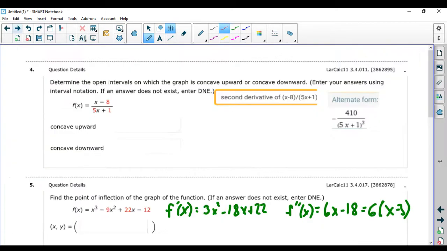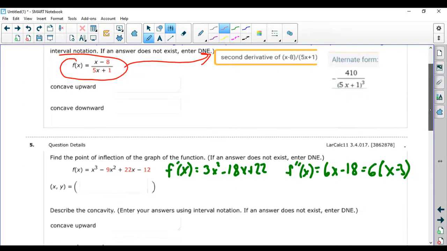Next problem, number 4. Same question. I went to Wolfram Alpha to get this derivative. I typed in second derivative, and then I had to scroll down to get the alternate form, the factored form, which is this. So that's my second derivative. The top never equals 0, obviously. The bottom does equal 0 when x equals -1/5.